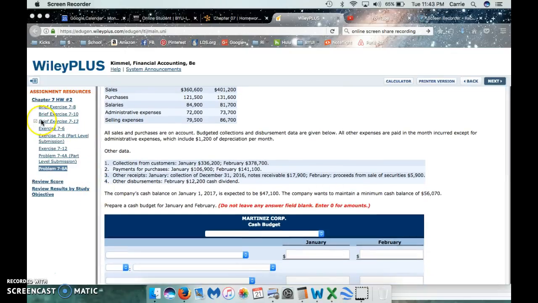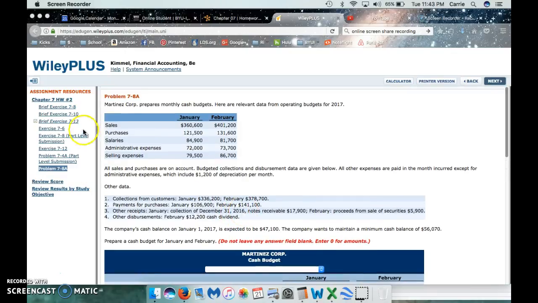Something else to note, the brief exercise 713 is like the simplified baby step version of this big, huge, difficult thing. So definitely get through that one first. And so here we go.